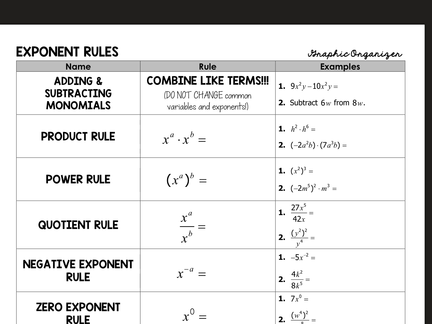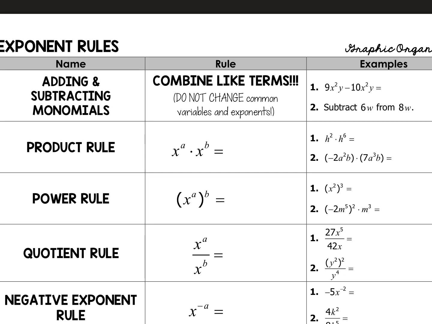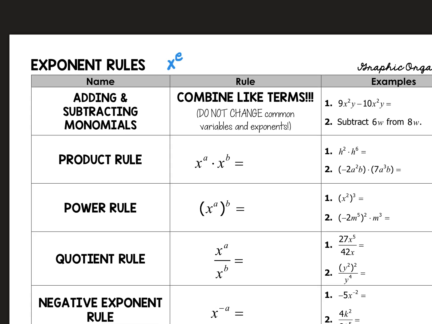Okay, so with exponents, one thing to note is that exponents are when we have a letter with an exponent up in the upper right corner of that variable. So down below right here, you're going to see adding and subtracting monomials. We're going to start here, and then we know how to do this.